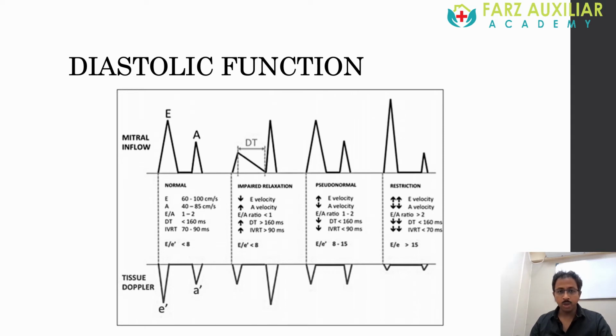If the E wave velocity decreases, that means the patient is having an impaired relaxation. So the E by A ratio will be less than 1 and deceleration time will definitely be more than 160. If the E by A ratio is more than 2, then there is some restriction, maybe because of constrictive pericarditis, and in this patient also high volume of fluid will be very detrimental.